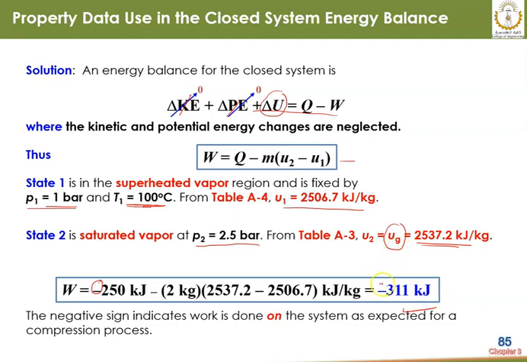The negative sign indicates that the work is done on the system. So we have compression. Something is compressing the piston, so the work is done on the system. That's why it is negative.